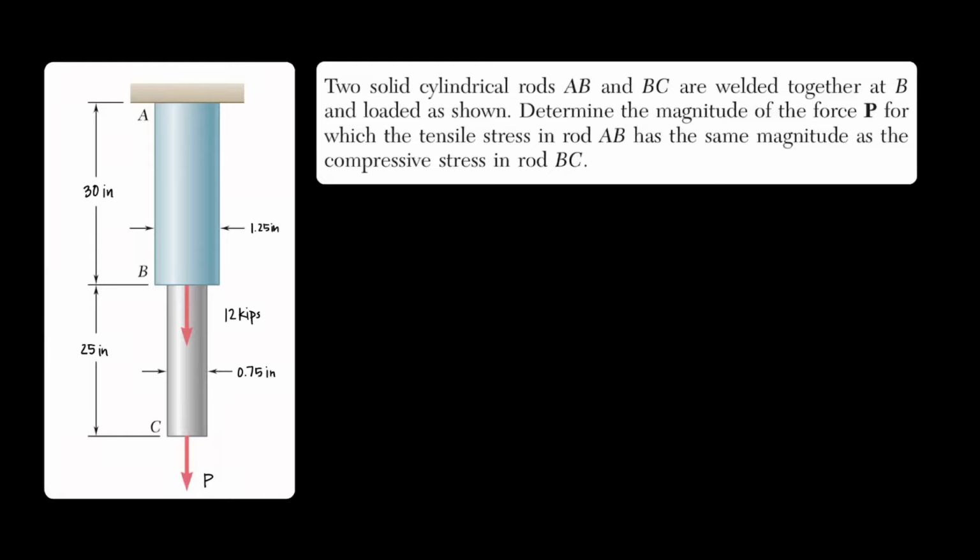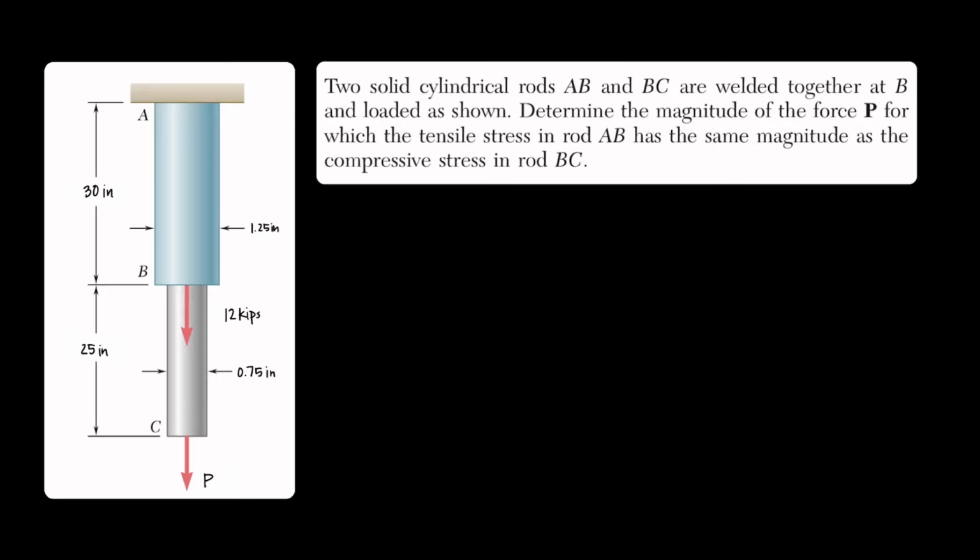So now let's solve an example problem. Two solid cylindrical rods AB and BC are welded together at B and loaded as shown. Determine the magnitude of the force P for which the tensile stress in rod AB has the same magnitude as the compressive stress in rod BC. We're also given a picture with the word problem, so it's easier to visualize.